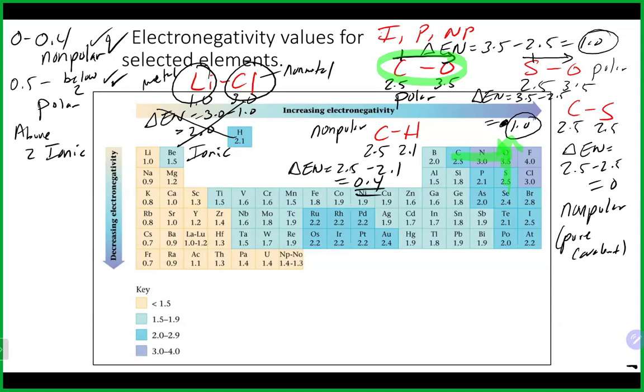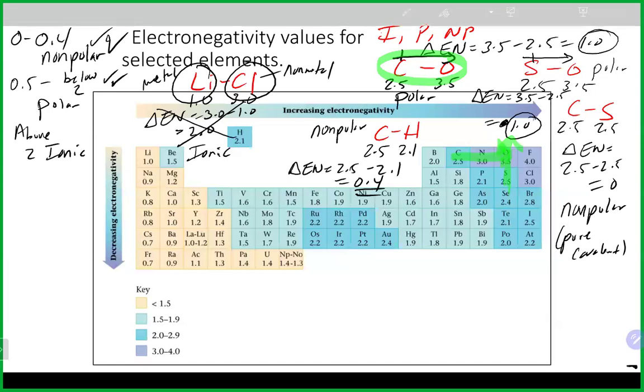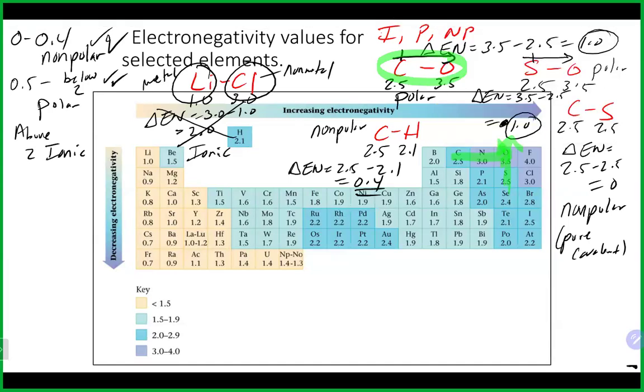So if you're comparing two elements that are in the same period or the same group on the periodic table, and they're away from each other, which they most likely would be, it probably will be enough to give you a polar bond in that case, and you can pretty much make a pretty good estimate as to that. Any questions on, again, using that there? Okay.